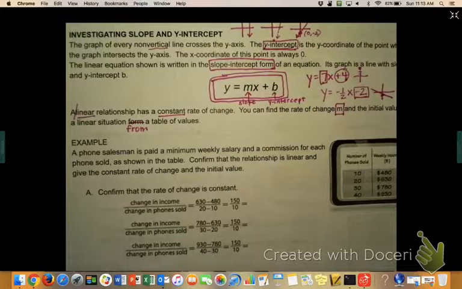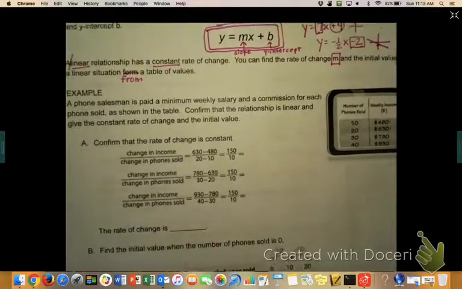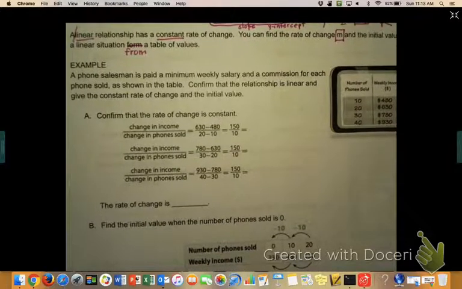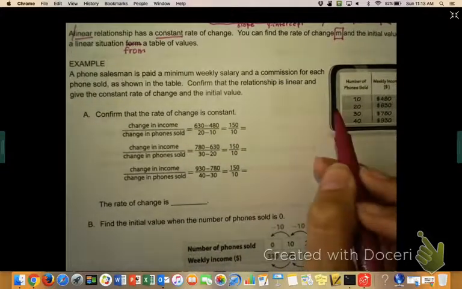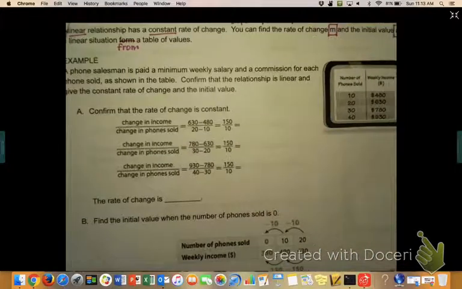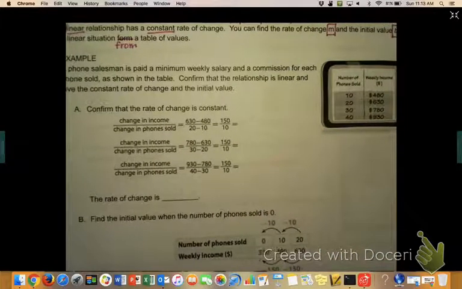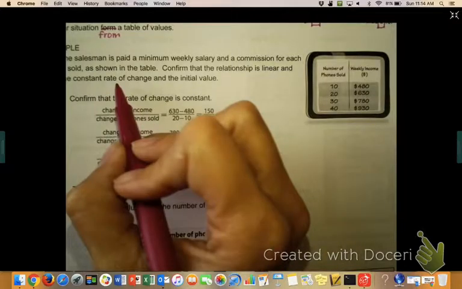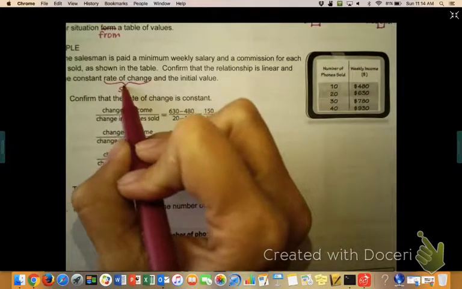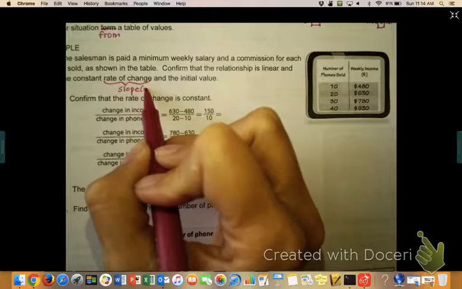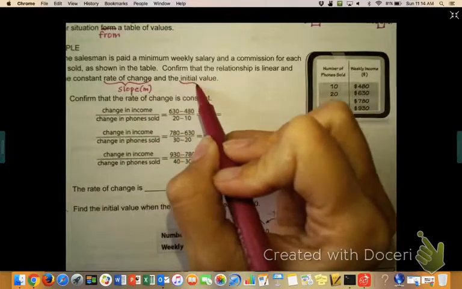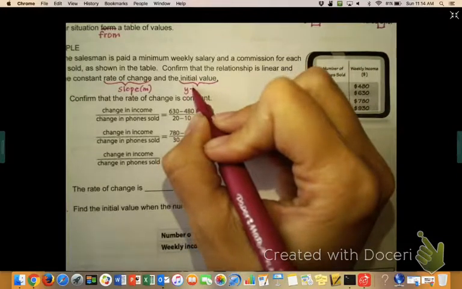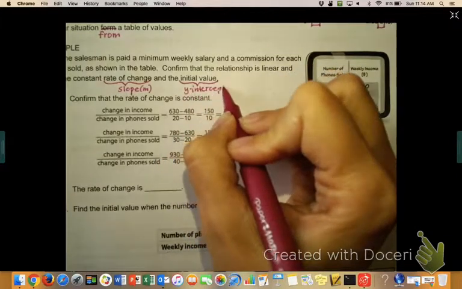Okay, so here's your first example. A phone salesman is paid a minimum weekly salary and a commission for each phone sold, as shown in the table. Here's our table over here. Confirm that the relationship is linear and give the constant rate of change and the initial value. And again, the constant rate of change is going to be our slope, or our m, and the initial value, so how much we started with, is going to be our y-intercept, which is also our b.